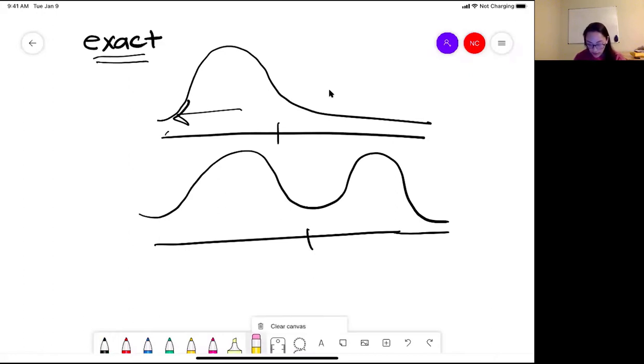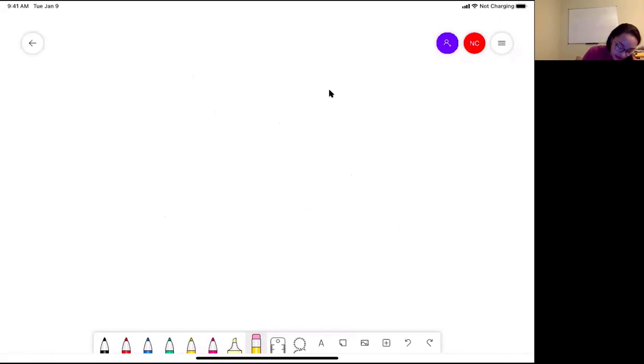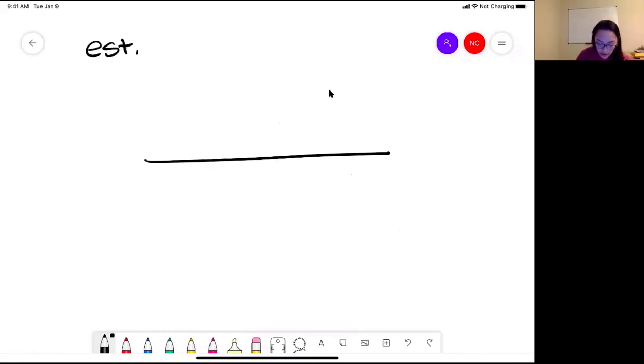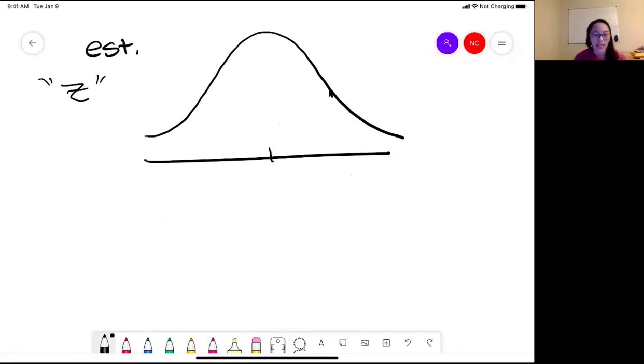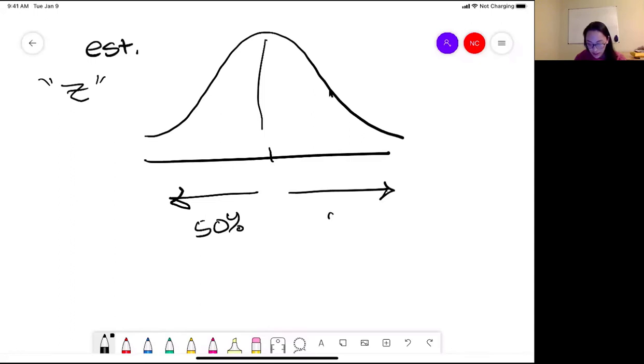Okay, when we want an estimated percentile, I need to change my pen. Estimated percentiles are when we use our z-scores. And the reason we use z-scores is because estimated percentiles, or whenever we use a z-table, is under the assumption that we have a perfectly normal distribution, meaning that 50% of our data is on one side and 50% of our data is on the other side.